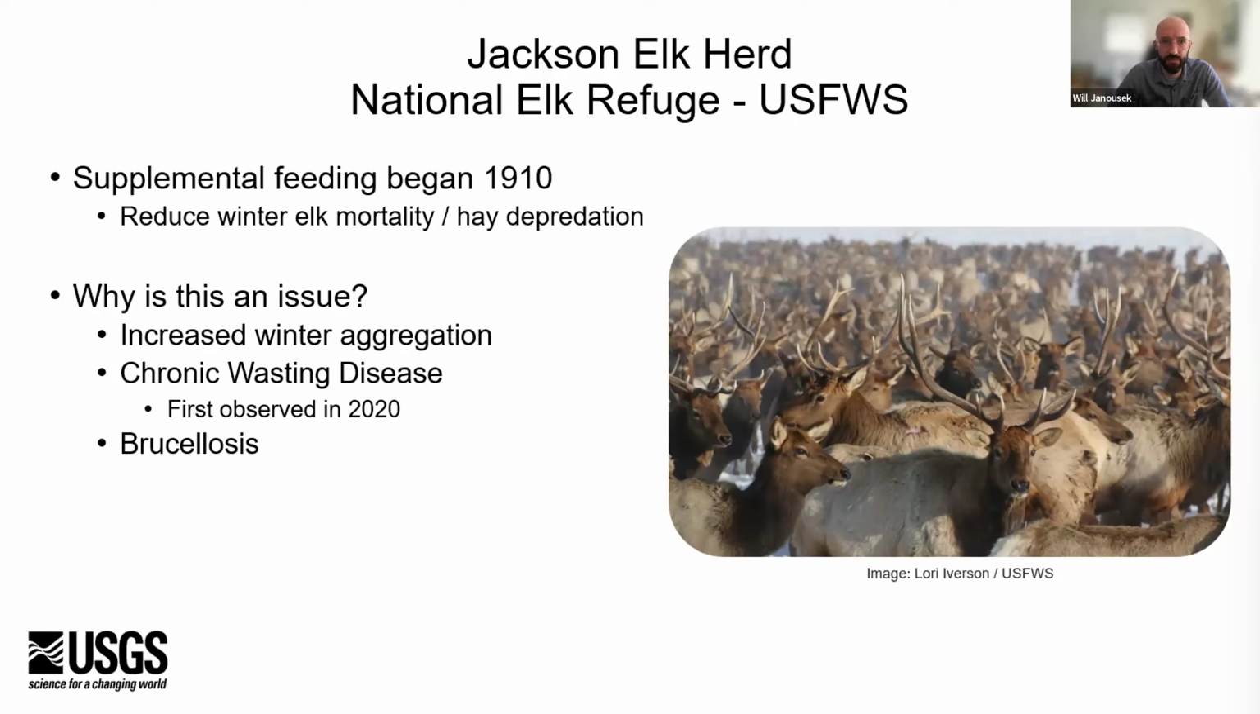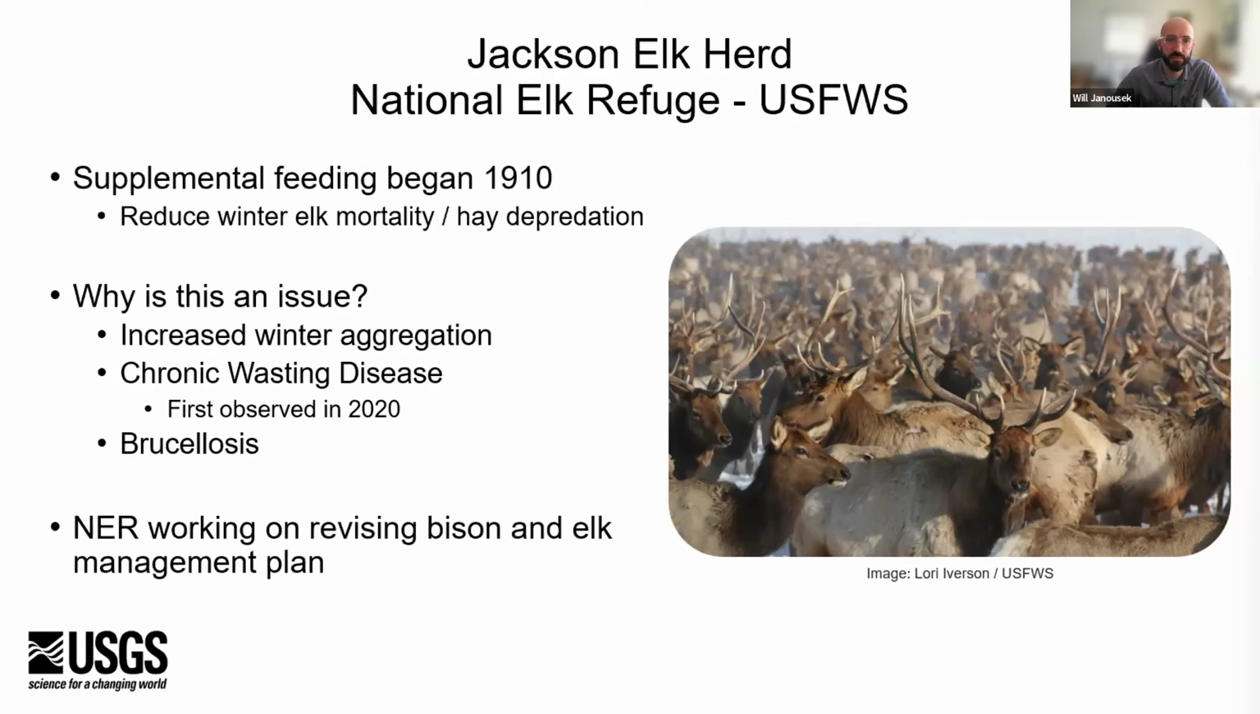When you have these high aggregations of elk, diseases like chronic wasting disease could be more easily transmitted between elk, but also through the environmental transmission component. Chronic wasting disease was first observed in the Jackson elk herd in 2020. The research we've been working on helps inform this next phase of the National Elk Refuge bison and elk management plan. They're currently under the revision process of that plan, which will guide their management practices on the refuge into the future.